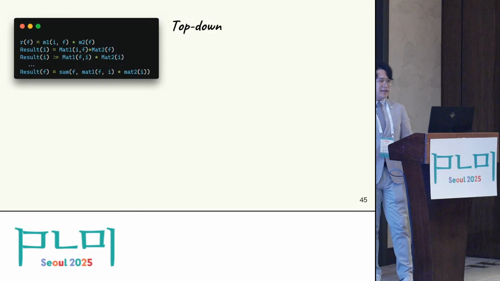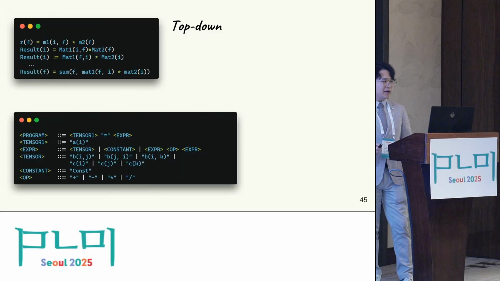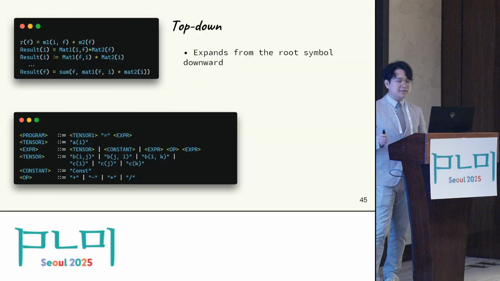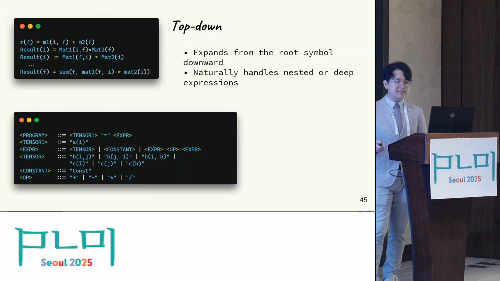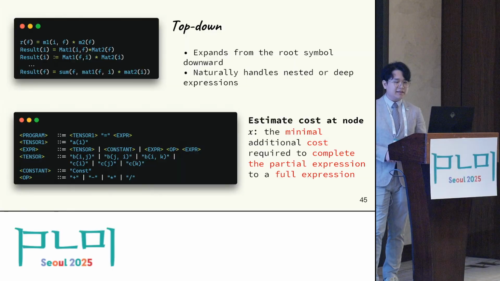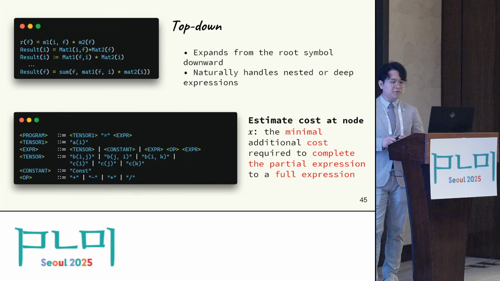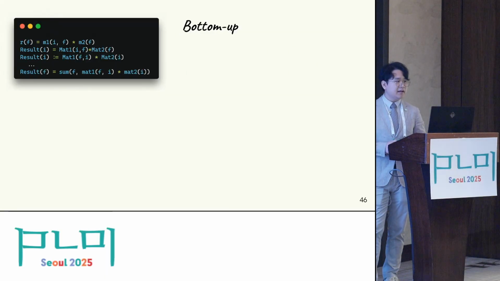Before verifying it, let me introduce our two different enumerators. The first one is the top-down enumerator. If this is the LLM response, we can use the top-down grammar to guide the top-down enumerator. The top-down grammar looks like this. The top-down enumerator expands from the root symbol downward, and it naturally handles nested or deep expressions. The estimate cost at node X is the minimal additional cost required to complete the partial expression to a full expression.